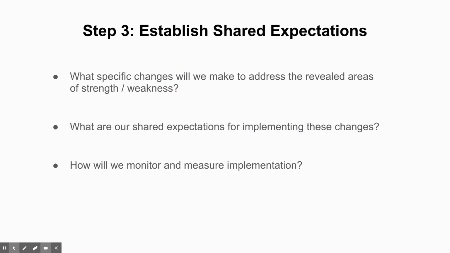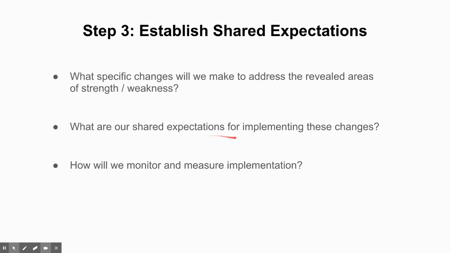In order to achieve this goal, you guys as a TBT will need to establish a shared set of expectations. What are you guys going to do to address the issues revealed by the data? You might use a set of guiding questions like these to help you establish your shared expectations. For example, you might ask yourselves, after you have the data all laid out, what specific changes are we going to make to address the revealed areas of strength or weakness?